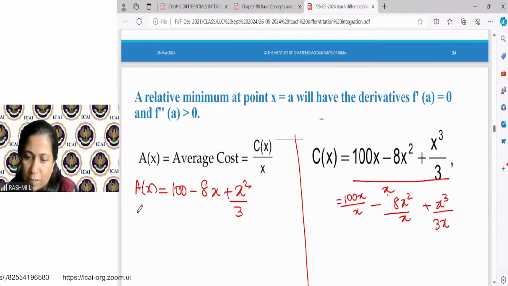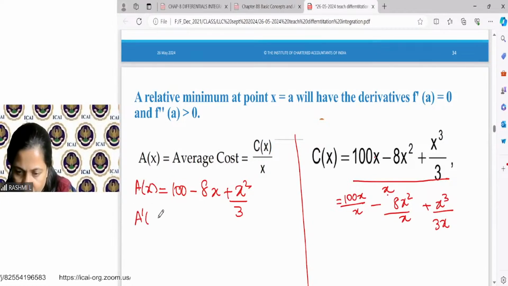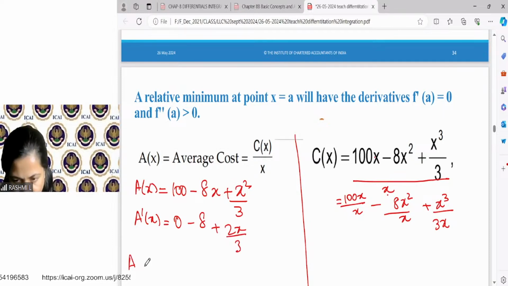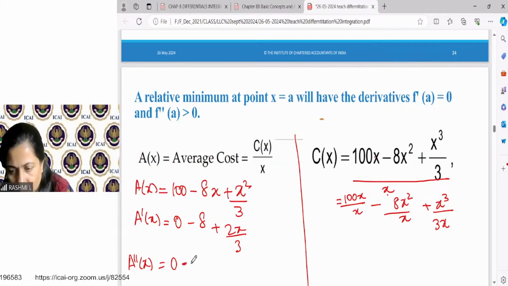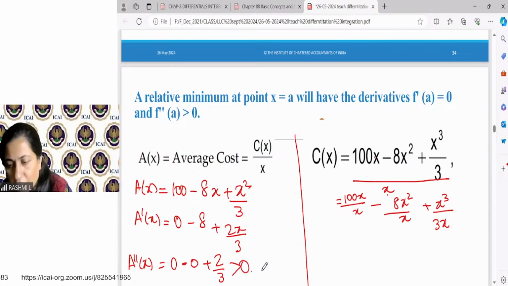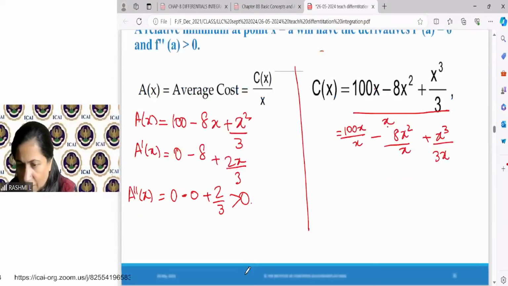Now I want to find A dash x. A dash x, derivative of 100 is 0. Derivative of 8x is 8 plus derivative of x square is 2x upon 3. Then I find the double differentiation. Derivative of 0 is 0. Derivative of 8 is 0. And plus derivative of this is 2 by 3. So is my 2 by 3 greater than 0? Yes. So I have got this 2 by 3 to be greater than 0.